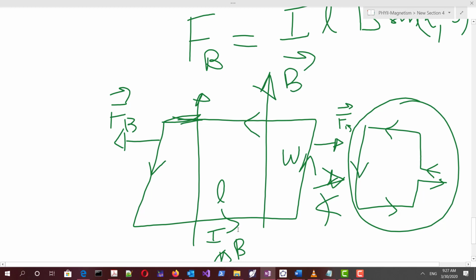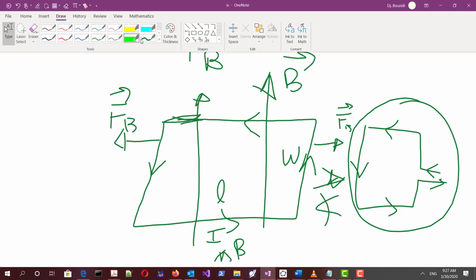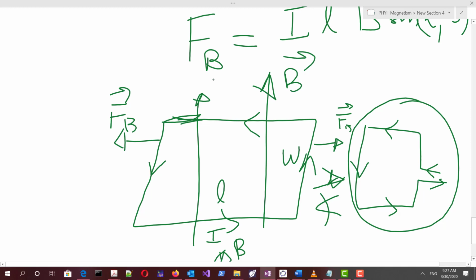So what this magnet is trying to do is basically expand the wire on both sides. We're going to assume that the wire is rigid.